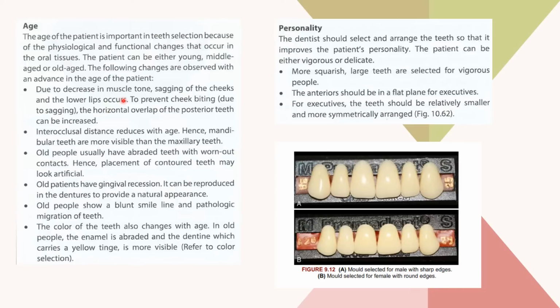Interocclusal distance reduces with age, hence mandibular teeth are more visible than the maxillary teeth. Old people usually have abraded teeth with worn out contacts, hence the placement of contoured teeth may look artificial. Old patients have gingival recession. It can be reproduced in the dentures to provide a natural appearance. Old people show a blunt smile line and pathologic migration of the teeth.